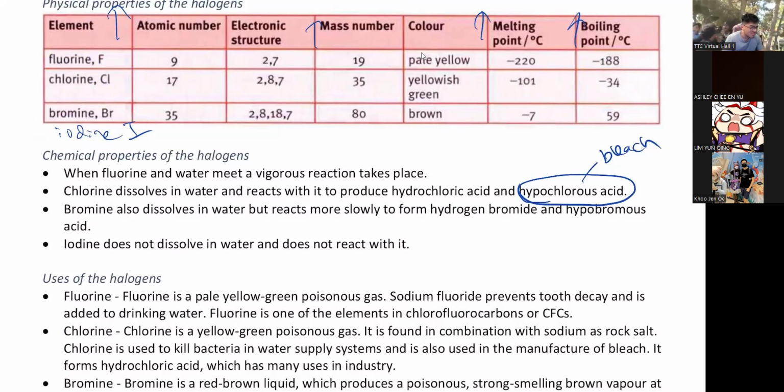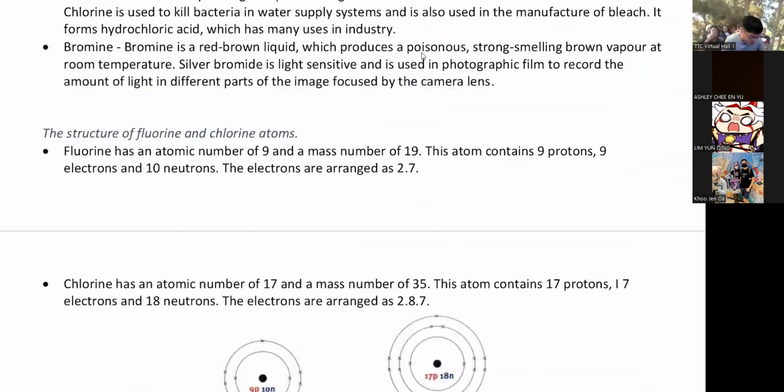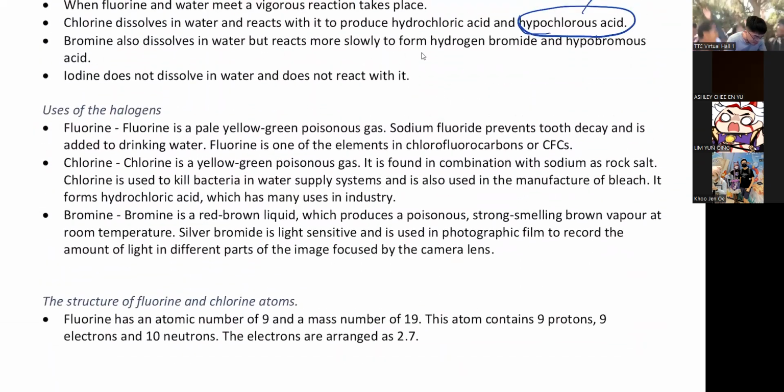All right, so let's look at the use. Okay, let's look at the use. Are we drawing anything? Yeah, maybe later. All right, so let's look at the use. Fluorine is a pale yellow green poisonous gas, like I told you. All right, but they have a very good use. Fluorine is actually found in your toothpaste. Why? Because sodium fluoride prevents tooth decay. So very good for your teeth. You might say, sir, that means we are brushing our teeth with poison. Don't worry.